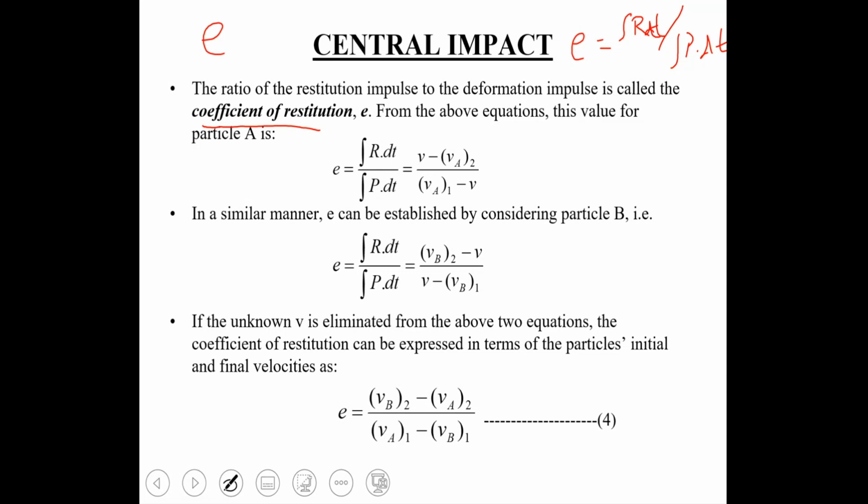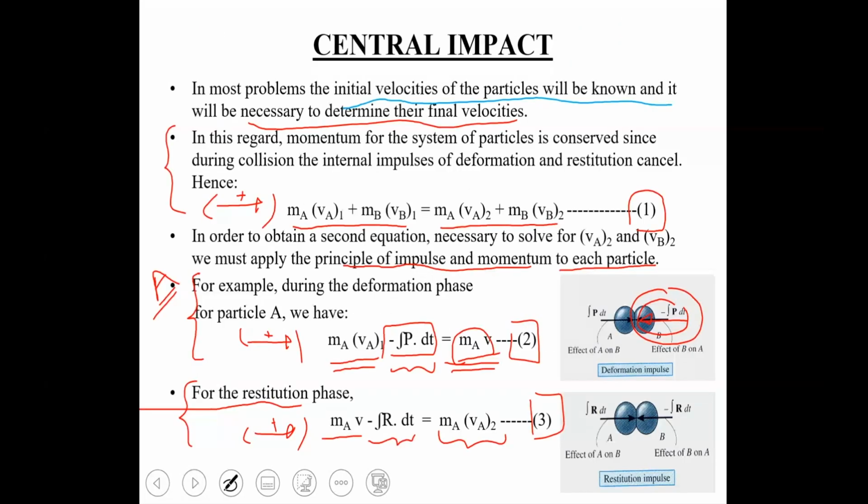Now where will we get the values of integral r dt and p dt from? From equation number 2 we can determine the value of integral p dt, which comes out to be MA VA1 minus MA V. Is that right? Yes sir. From equation number 3 we can find the restitution impulse to be equal to MA V minus MA VA2, isn't it? Yes sir. So from equation number 2 and 3 we can find the values of P dt and R dt.